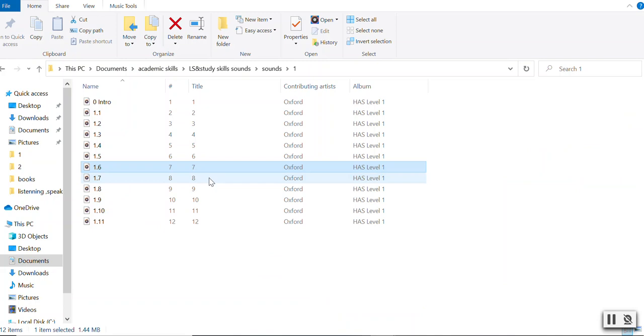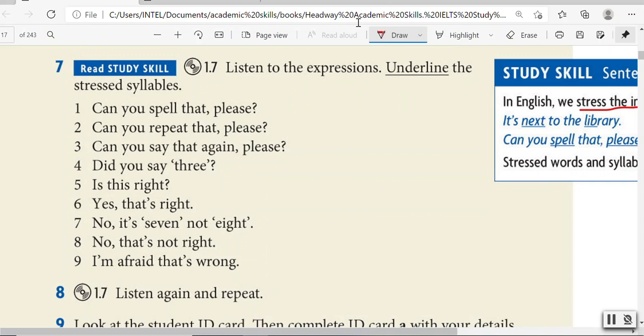1.7. 1. Can you spell that, please? Sorry. 1.7. 1. Can you spell that, please? 2. Can you repeat that, please? 3. Can you say that again, please? 4. Did you say 3? 5. Is this right? 6. Yes, that's right. 7. No, it's 7, not 8. 8. No, that's not right. 9. I'm afraid that's wrong.